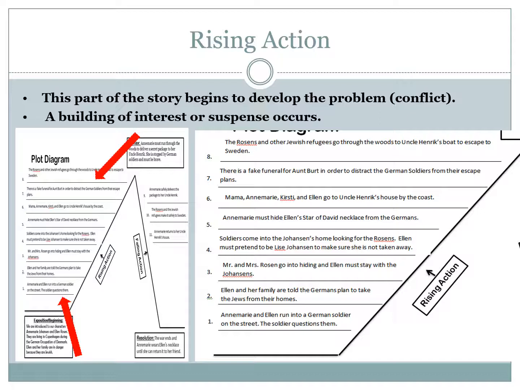Let's look at the example above of rising action from Number the Stars. There are many small events and conflicts the author includes before we get to the climax of the story. Pause the video and read the examples of rising action above. When you are ready to continue, press play.